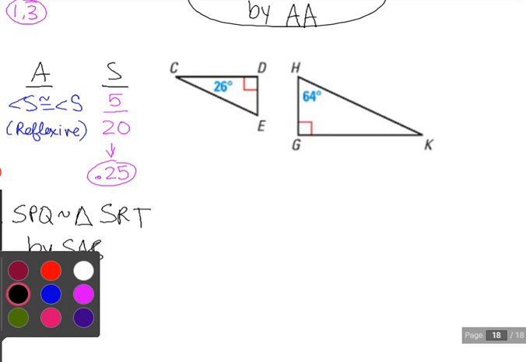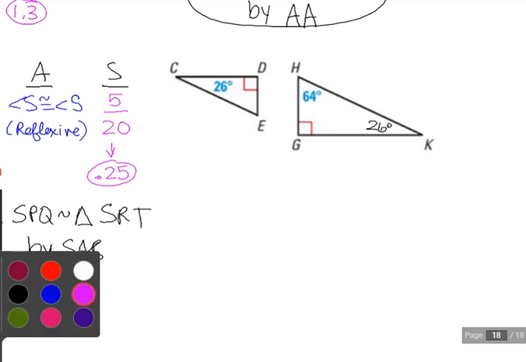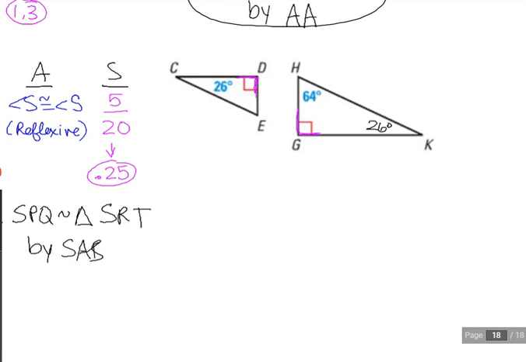So angle G congruent to angle D because it's given. Well, they're both right. We can say it kind of a lot of different ways.